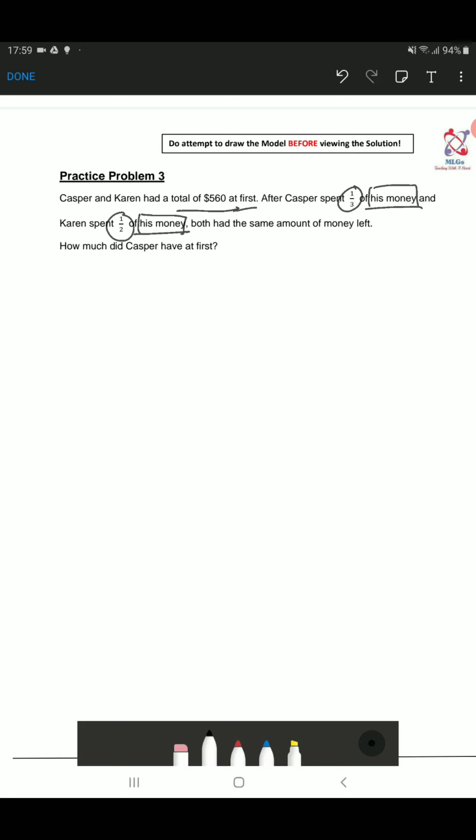So after they spent their money, both had the same money left. So how much did Casper have at first? Be very careful if you see more than 1 fraction. What fractions do they represent? If they do not represent the same person, then you cannot add them together. Then how do we draw the model?